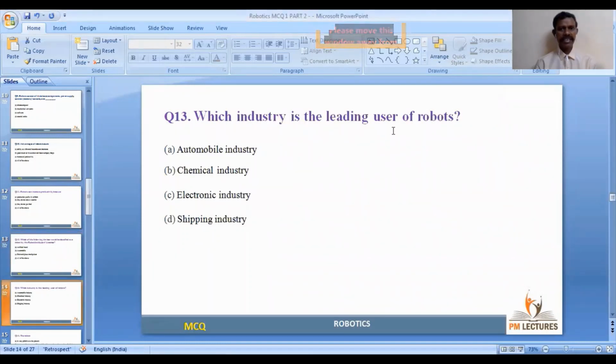Next question. Which industry is the leading user of robots? Option A, automobile industry. Option B, chemical industry. Option C, electronic industry. Option D, shipping industry. So among these four options, option A is the correct answer. Automobile industry is the leading user of robots. Next one, 14th question.